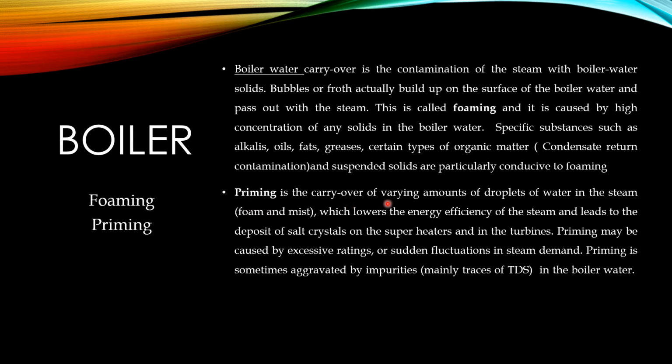Priming is the carryover of varying amounts of droplets of water in the steam, foam and mist mainly, which lowers the energy efficiency of the steam and leads to the deposit of salt crystals on the superheaters and in the turbines. Priming may be caused by excessive ratings or sudden fluctuation in steam demand. Priming is sometimes aggravated by impurities, mainly traces of total solids such as calcium and magnesium salts in the boiler water.